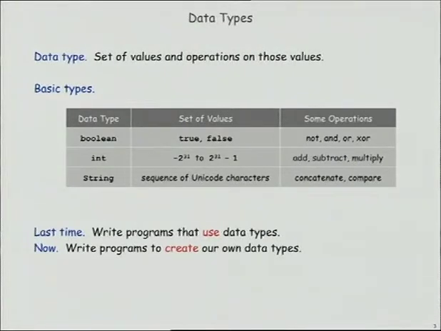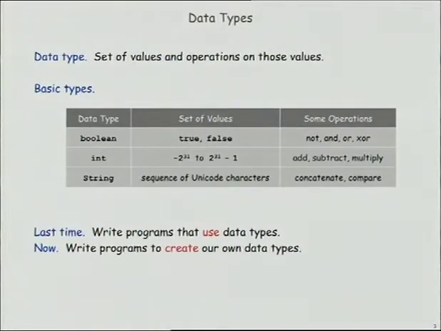Remember that a data type was defined at this point as a set of values and operations on those values. And you have known data types from the very beginning when you started with Java programming. You've been using them all along. The example on the slide shows the basic types that we had: the Boolean, an int and a string.